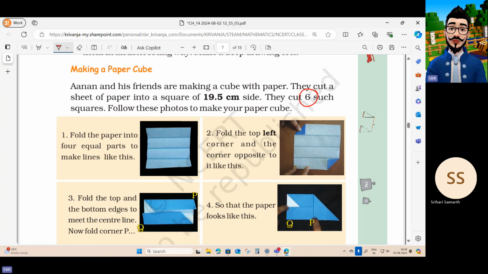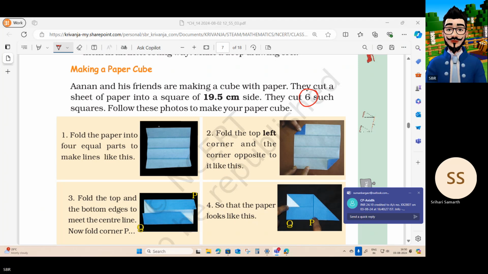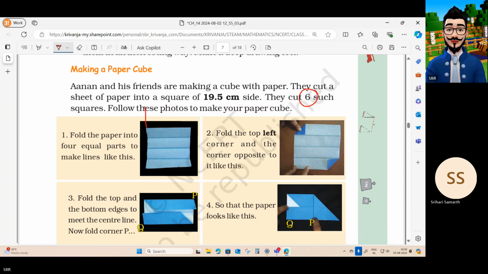Okay, let's see. What is the first step? They cut a sheet of paper into a square. Now the question is, what is the dimension of this? 19.5 centimeters. Very good. And how about this one? 19.5 centimeters. And in the first step, can you read out the first step?